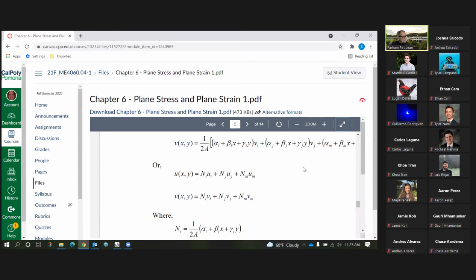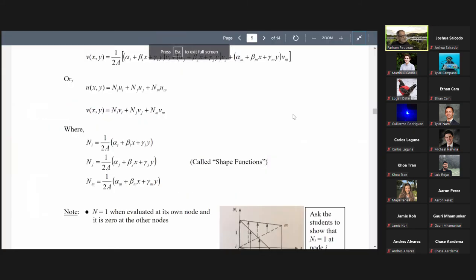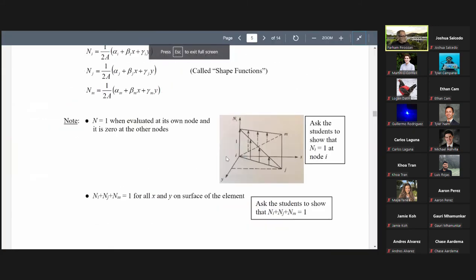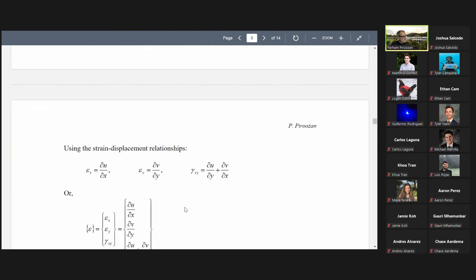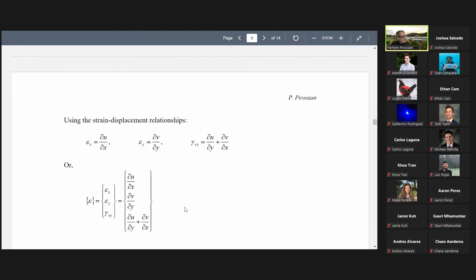Let's go back. So this one is 1 at its own node, and it is 0 at other nodes, and they add up to 1. And as a practice, I wrote these things down. You can practice these items yourself. Let's quickly look at these formulas and then look at one example problem.